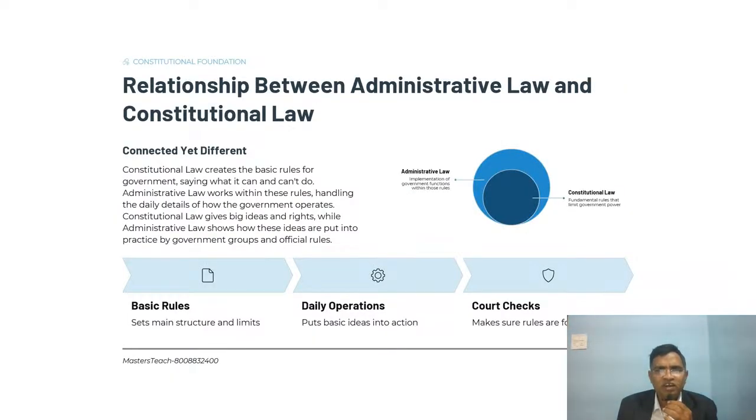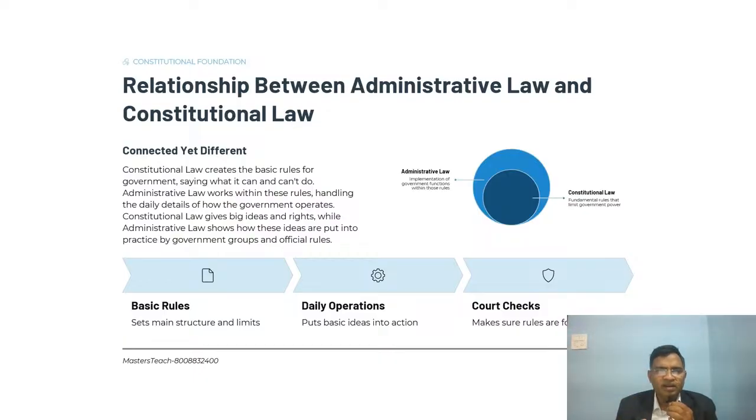Then the relationship between administrative law and constitutional law. Actually, constitutional law creates the basic rules for the government. It says what the government can and cannot do, that is laid down by constitutional law. Whereas administrative law works with these rules, handling the details of how the government operates. Constitutional law gives big ideas and rights, while administrative law shows how these ideas are put into practice through government groups and official rules.